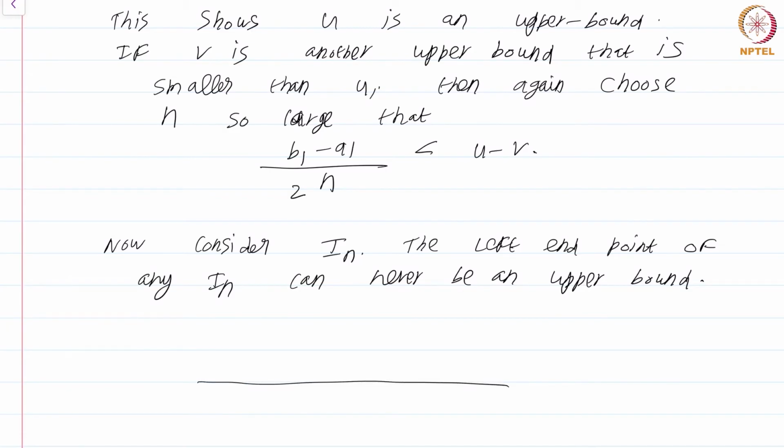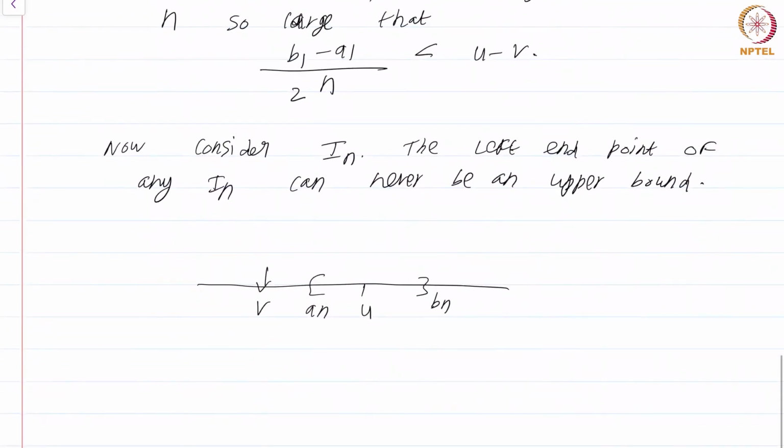We have an and bn. Again we have u here. And we know that this n has been chosen so large that the size of an, bn, which is the same as (b1 minus a1) by 2 power n, is less than u minus v, which means that v has to be to the left of an, bn. Again, it's the same logic. This completes the proof.